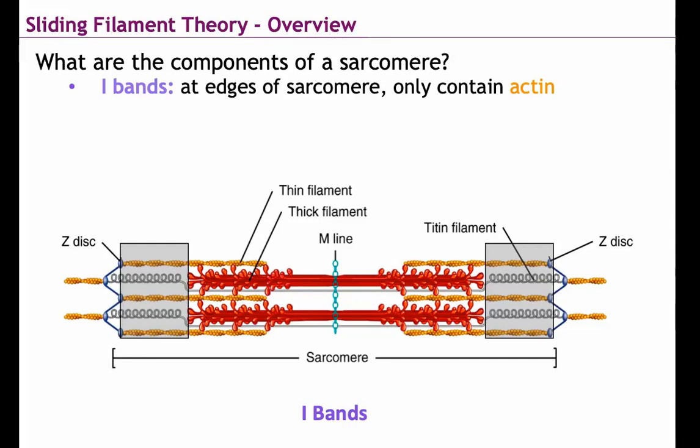How does the sarcomere shorten? Well, if you look here, you see the myosin heads are attaching to the actin. When it attaches to the actin, it's going to pull it towards the M-line. That's going to decrease the size, or the length, of the I-band, and it decreases the actin on the outside.